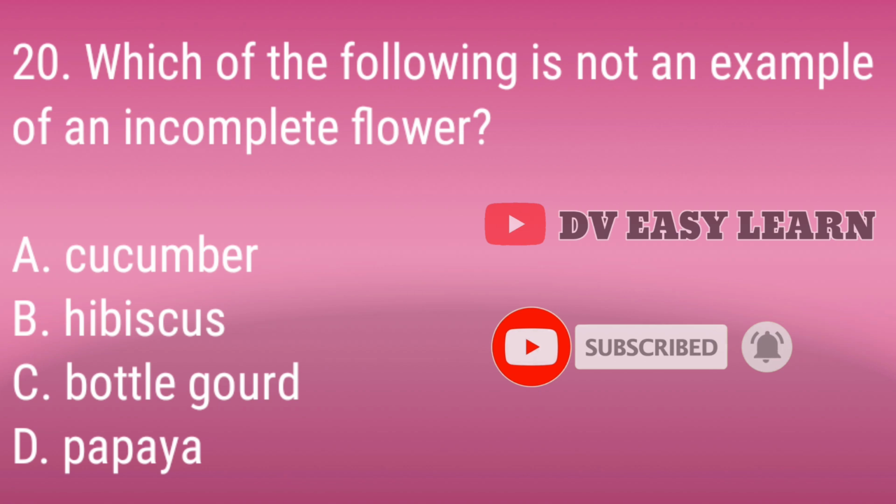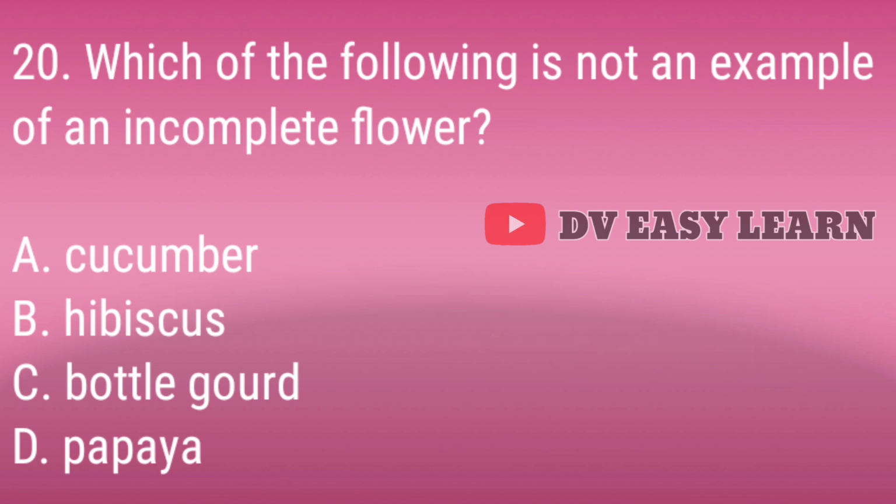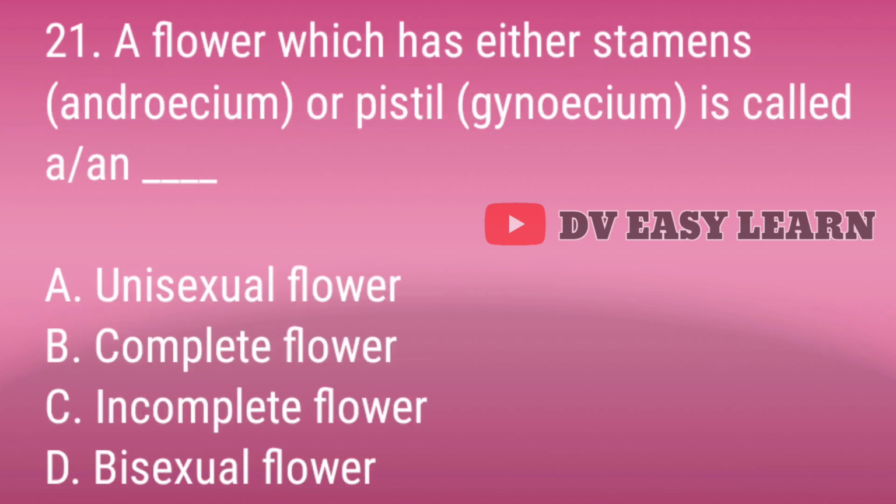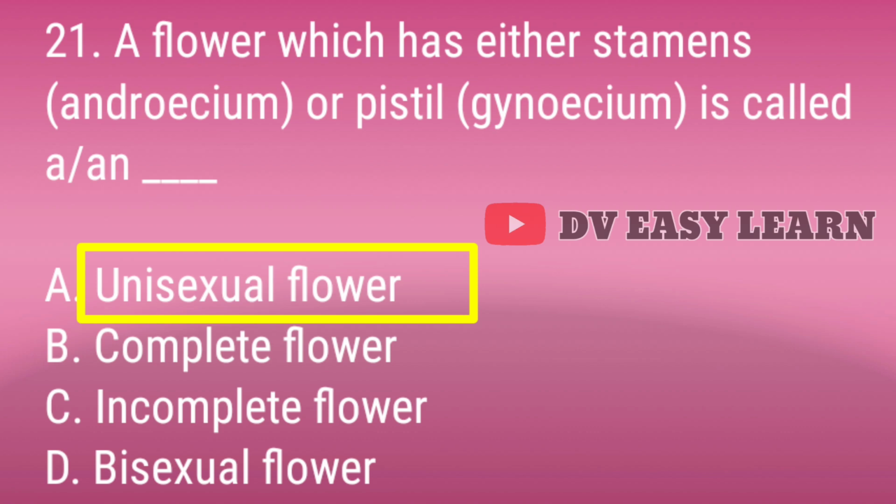Question number 20. Which of the following is not an example of an incomplete flower? Correct option hibiscus. Question number 21. A flower which has either stamens, androecium, or pistil or gynoecium is called. Correct answer a unisexual flower.